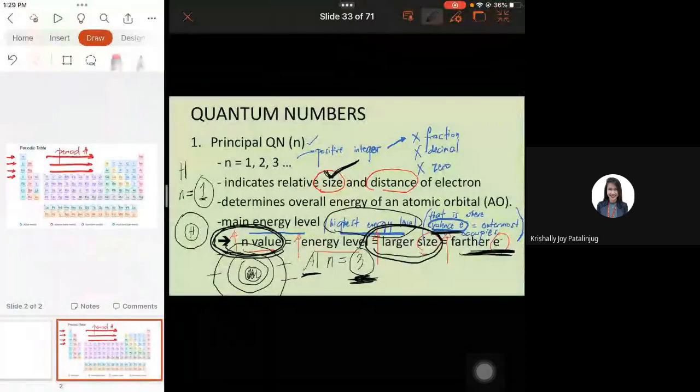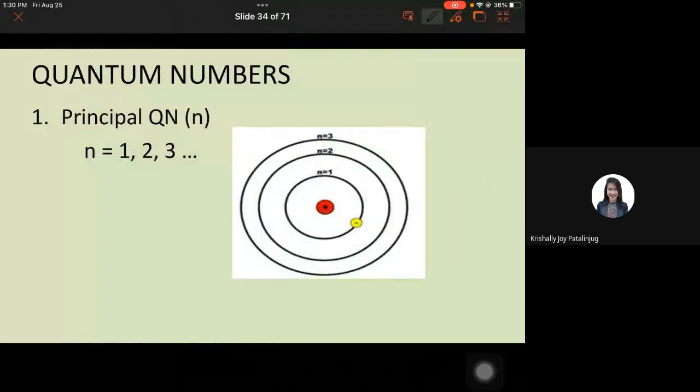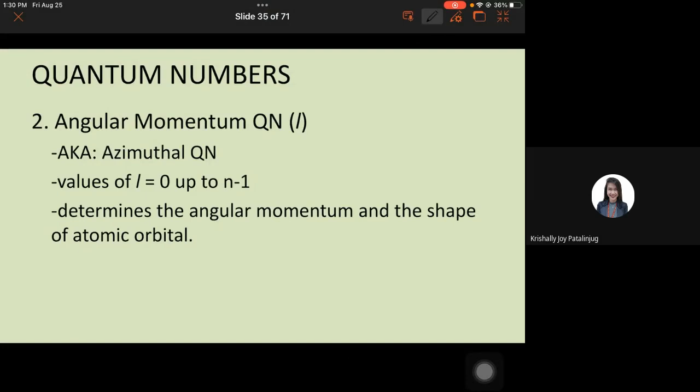Okay, next, let's proceed to the second quantum number, also known as the angular momentum quantum number or the azimuthal quantum number. This one is designated with an italic L, a small letter l written in italic.